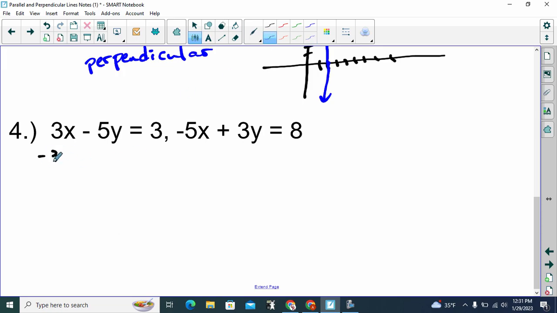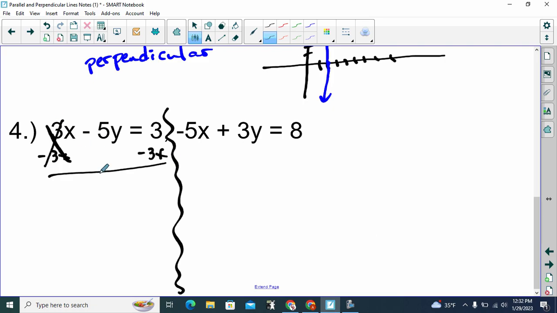So we are going to start by doing what we did last class and change to slope-intercept form. We're going to start by subtracting 3x from both sides. Notice these are two different equations here. So I've got minus 5y equals 3 minus 3x. Let's put the x first. Negative 3x plus 3.